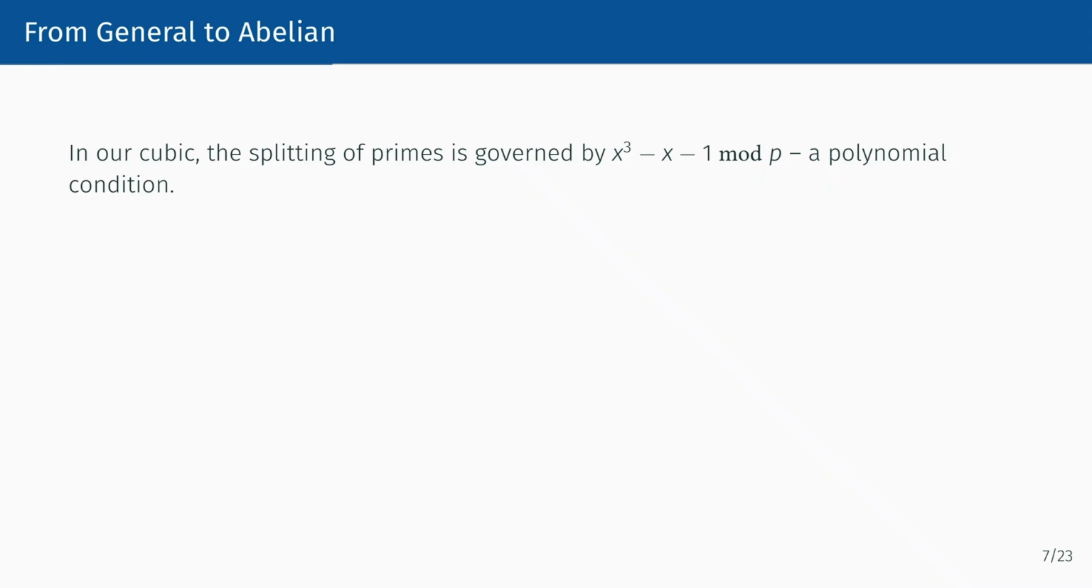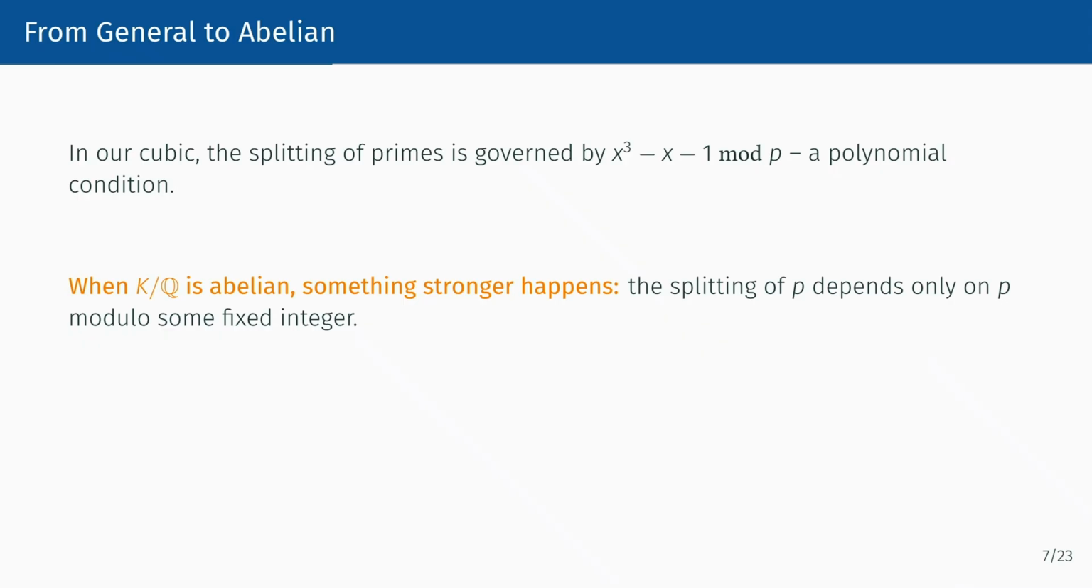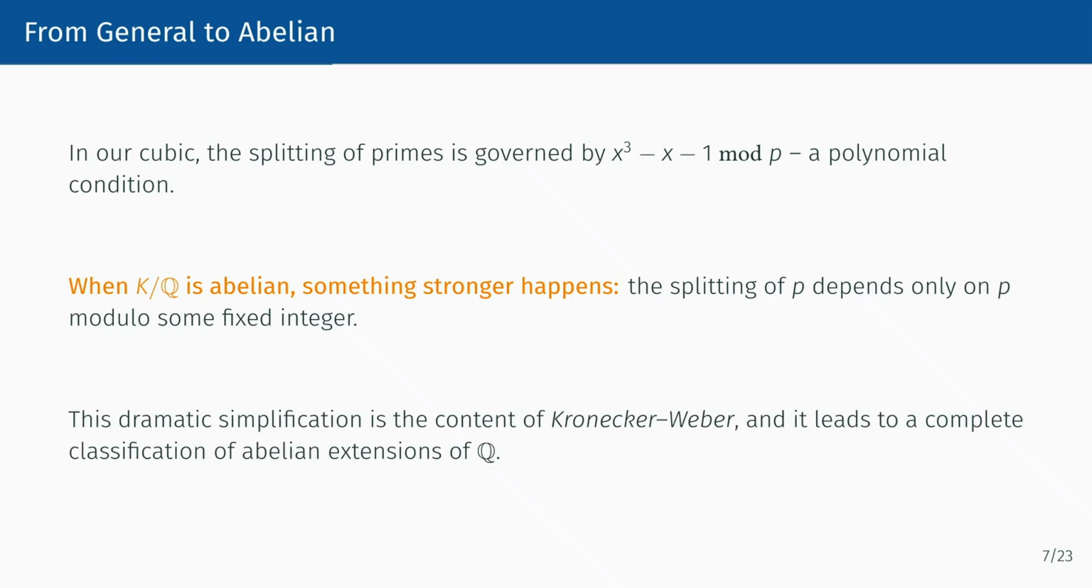But for abelian extensions, you can say something more. The splitting of the prime, the way that it factors into prime ideals, actually depends only on p modulo some integer. You only care what is the residue that p leaves with respect to a certain integer, which we call the conductor.